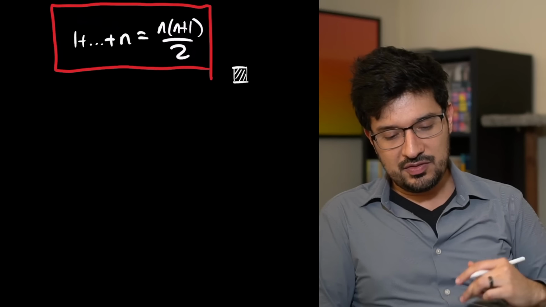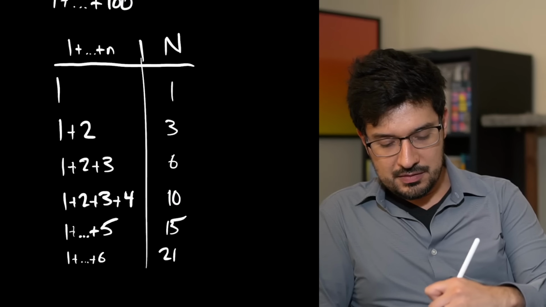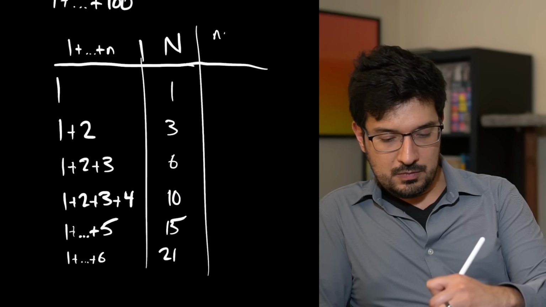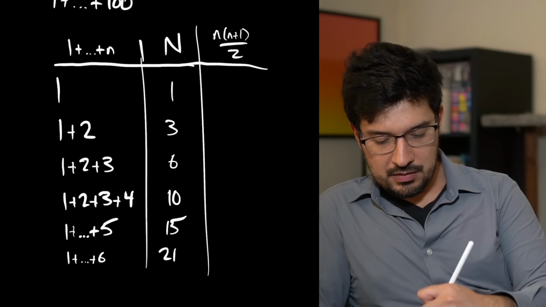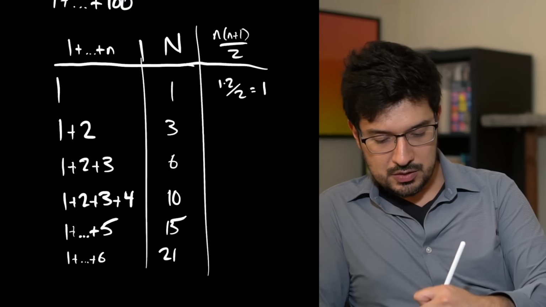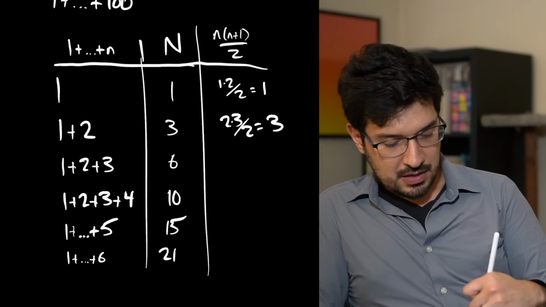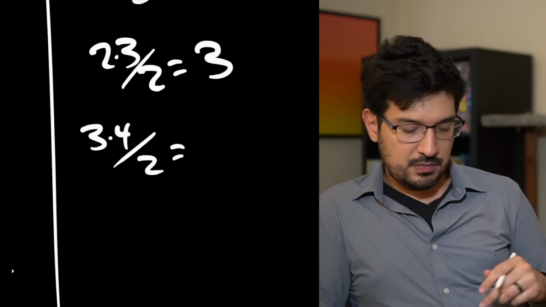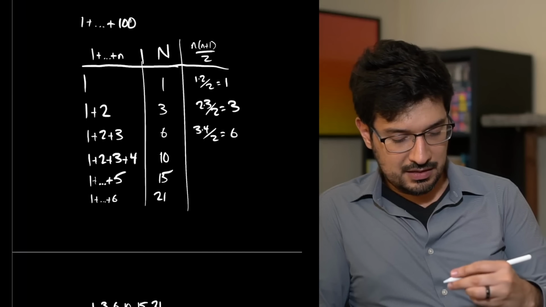And very last thing, let's just see that it worked for some of these numbers that we've picked so far. When n was... n times n plus 1 divided by 2. In this first one, n was 1, so 1 times 2 divided by 2 is 1. 2 times 3 divided by 2 is 3. 3 times 4 divided by 2, 12 divided by 2 is 6. That matches this 6 right there.